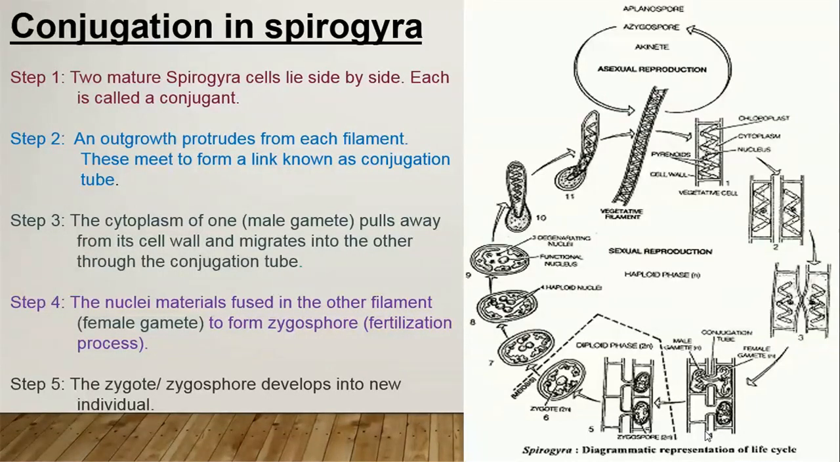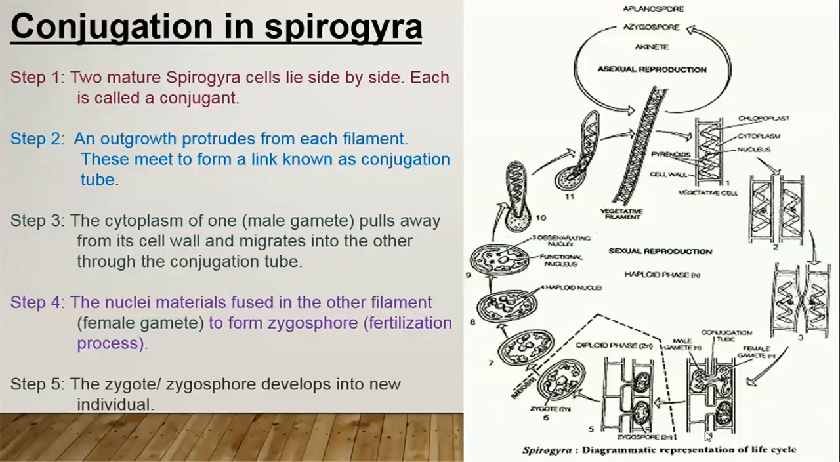In step 3, the cytoplasm of one of the cells, now acting as the male gamete, pulls away from its cell wall and moves into the other one through the conjugation tube. Alright, so the one that the nuclear material moves out of is actually serving as a male gamete. Now, number 4, the nuclear material fuses into the other gamete. Now, the other filament is the female gamete, and so it forms what we call the zygospore. Now, at this point, we will say fertilization has taken place. You can see that one clearly in number 5.